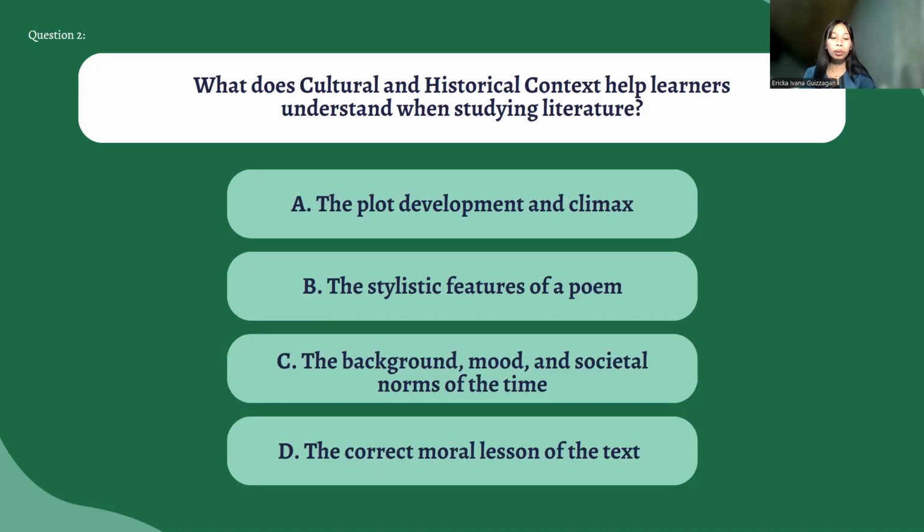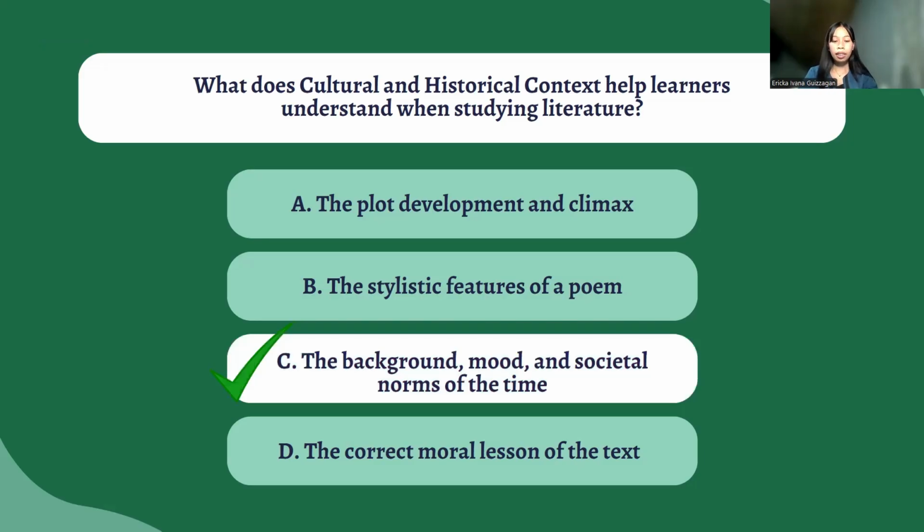In question number 2, what does cultural and historical context help learners understand when studying literature? A, plot development climax. Letter B, stylistic features of a poem. Letter C, the background, mood, and societal norms of the time. And letter D, the correct moral lesson of the text. I will give you time to answer again, and you may pause this video. Okay, so the correct answer is letter C.